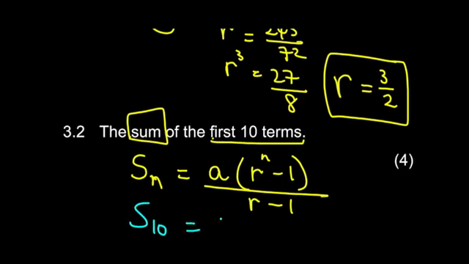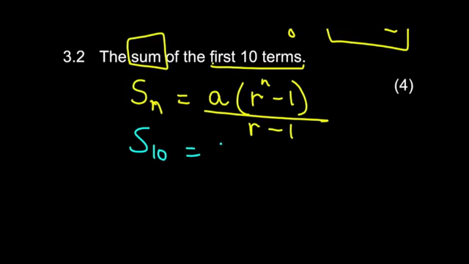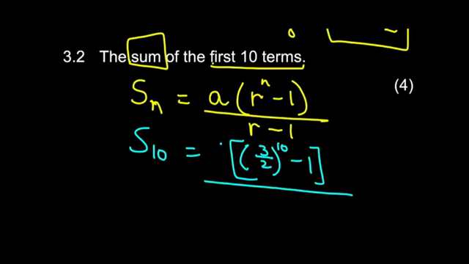So A, I don't think I've worked out A yet. No. So we need to work out A first. So A multiplied by, we have worked out R, it's 3 over 2 to the power of 10 minus 1, and we need to multiply that by A. We're coming to that in a moment, divided by 3 over 2 minus 1.